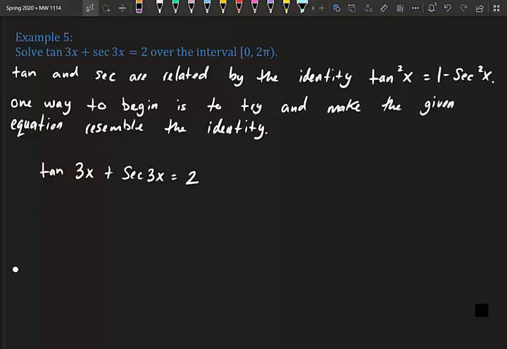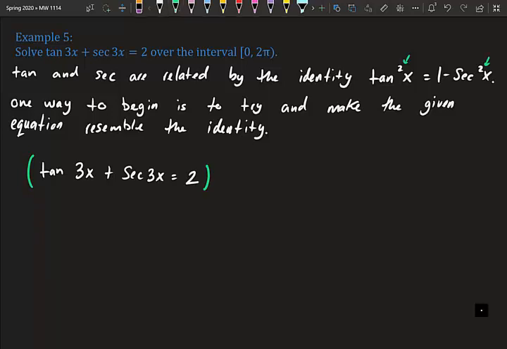Alright, so example 5, we're going to solve tangent 3x plus secant 3x equals 2 over the interval 0 to 2 pi. Tangent and secant are related by the identity tangent squared x equals secant squared x minus 1. And one way to begin is to try and make the given equation resemble the identity. So we're given the equation. Now we can start to make it look like the identities. So pretend like that 3 isn't there in front of the x, just like before, how we pretended it wasn't 2 theta. Same thing here, and if we wanted to make it resemble, we see that they're squared. So secant and tangent need to be squared. So that's probably a good place to start, is to just square everything.